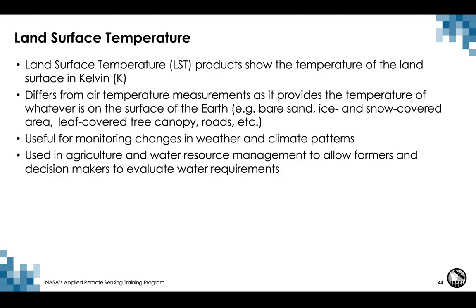Land surface temperature is another science product derived from Earth observations. Land surface temperature products show the temperature of the land surface in degrees Kelvin. Land surface temperature differs from air temperature measurements as it provides the temperature of whatever is on the surface of the Earth, for example, bare sand, ice, snow-covered areas, leaf-covered tree canopies, roads, etc. The land surface temperature is useful for monitoring changes in weather and climate patterns. It is used in agriculture and water resources management to allow farmers and decision makers to evaluate water requirements.